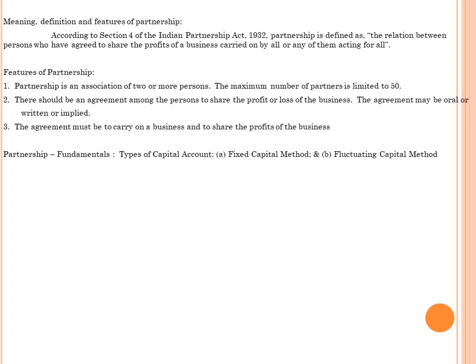And now the partnership fundamentals. The types of capital account: there are two types. One is the fixed capital method and the second is the fluctuating capital method. In the fixed capital method, two accounts are maintained for each partner: the partner's capital account and the partner's current account. In the fluctuating capital method, there is only one account, that is the partner's capital account.